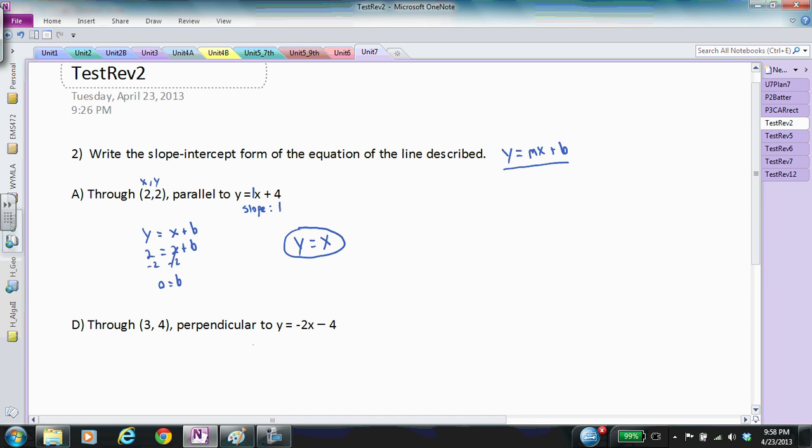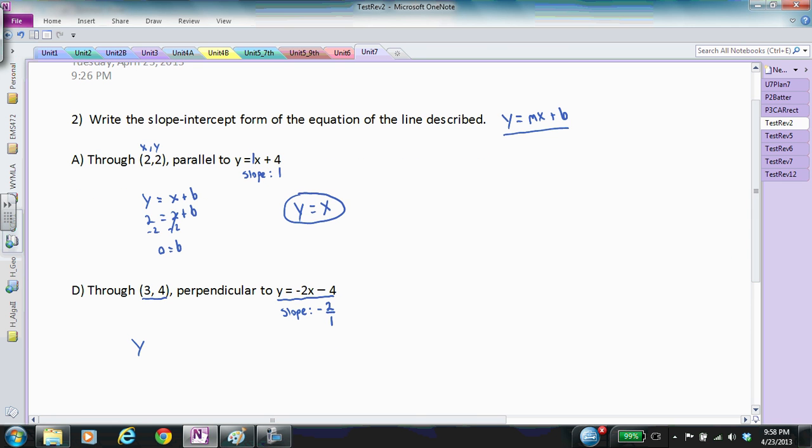Okay? Now I want the line that's perpendicular to this line, y equals negative 2x minus 4, and goes through this point 3, 4. So it's perpendicular to this line, which has a slope of negative 2, which is like negative 2 over 1. So my line is going to have a slope of the opposite reciprocal of that. So reciprocal 1/2 and opposite, it was negative, now it becomes positive. So that's positive 1/2 x plus b.